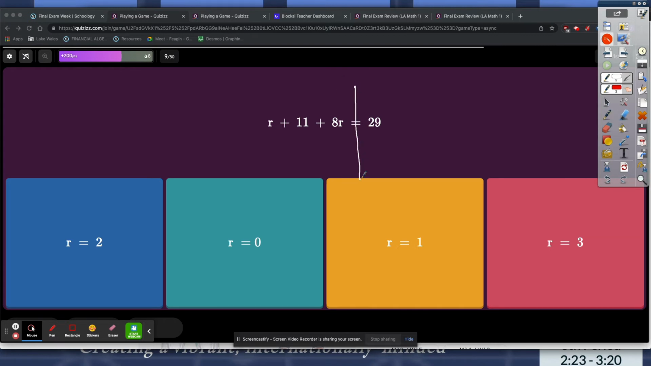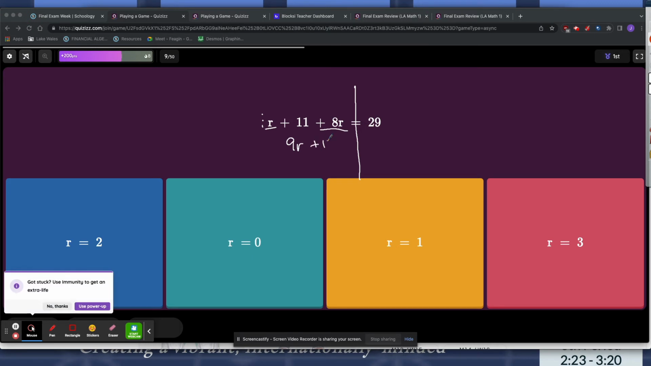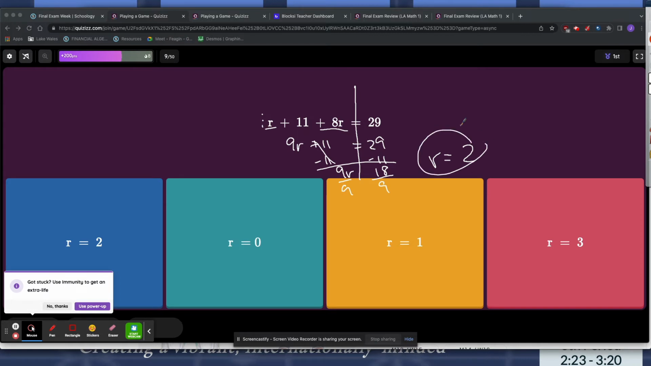Another situation here, we have to combine like terms. We're going to put these R's together. This is 1R, 8R. That's going to give us 9R plus 11 equal to 29. So now it's a two-step equation. Minus 11 on both sides. That'll give us 18. Divide by 9 on both sides. R is equal to 2.